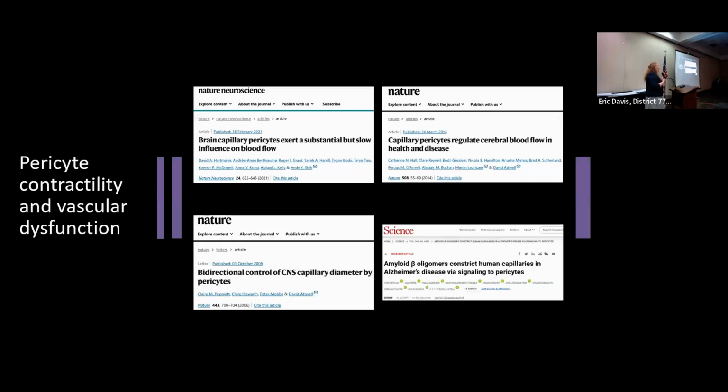And so my postdoc lab is not the only lab that has found these things. Several other labs have also shown that pericytes are important for contraction and blood flow regulation, and that this A beta can cause them to contract.